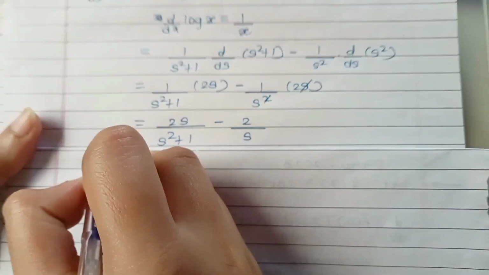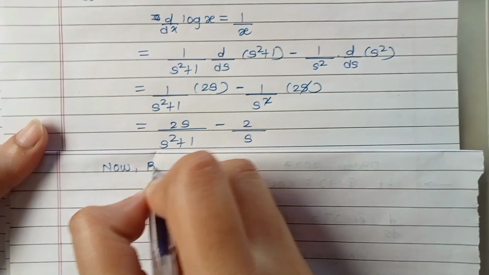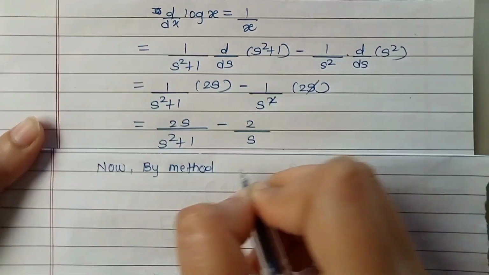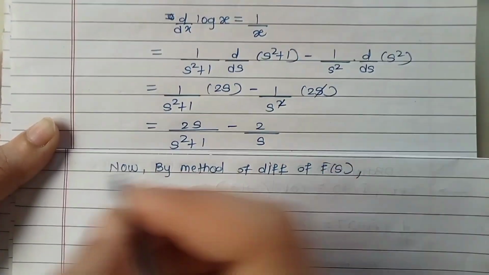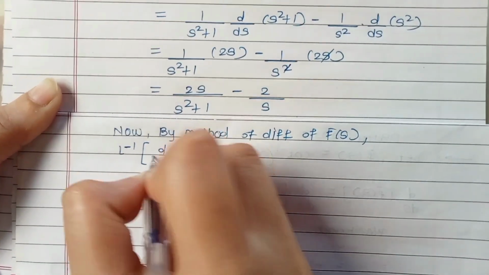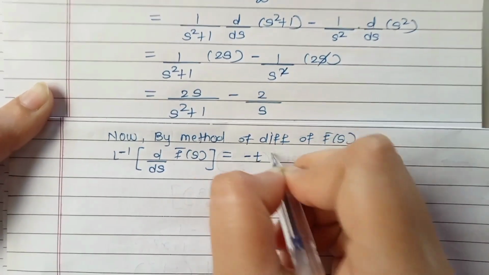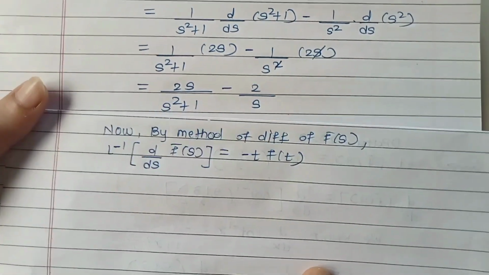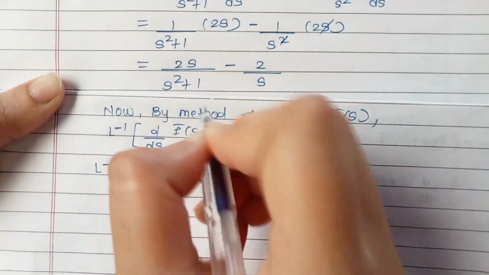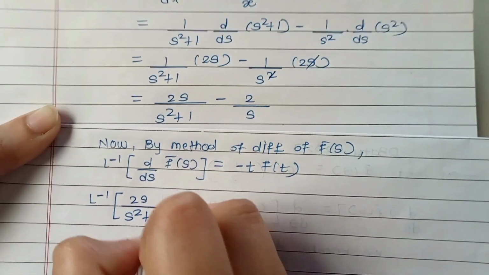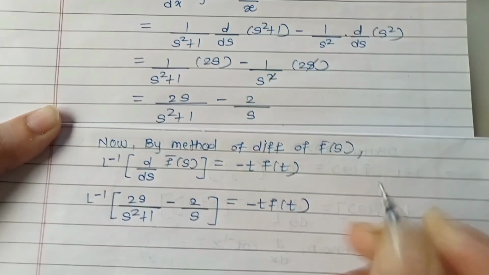We will get 2s upon s square plus 1 minus 2 upon this single s. Now we will apply the property, that is the method of differentiation of f bar of s. What is this property? Inverse Laplace of d by ds of f bar of s is equal to minus t f of t. So here inverse Laplace of d by ds of f bar of s, that is 2s upon s square plus 1 minus 2 by s, is equal to minus t f of t.